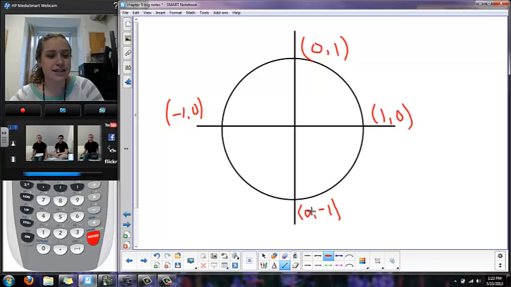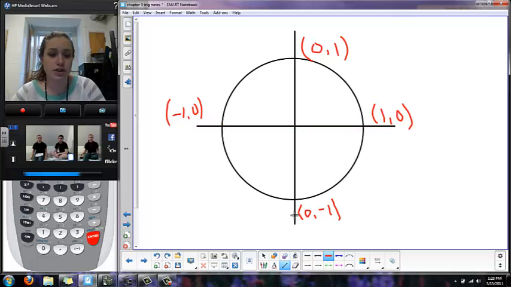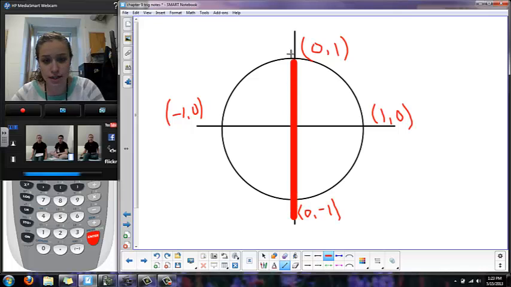What about the tangent of 360 degrees? Well, 360 degrees is on this line. The slope of that line is 0, so the tangent of 360 degrees is 0. What's the tangent of 90 degrees? Well, 90 degrees is on this line. The slope of that line is undefined, so the tangent of 90 degrees is undefined. Okay?